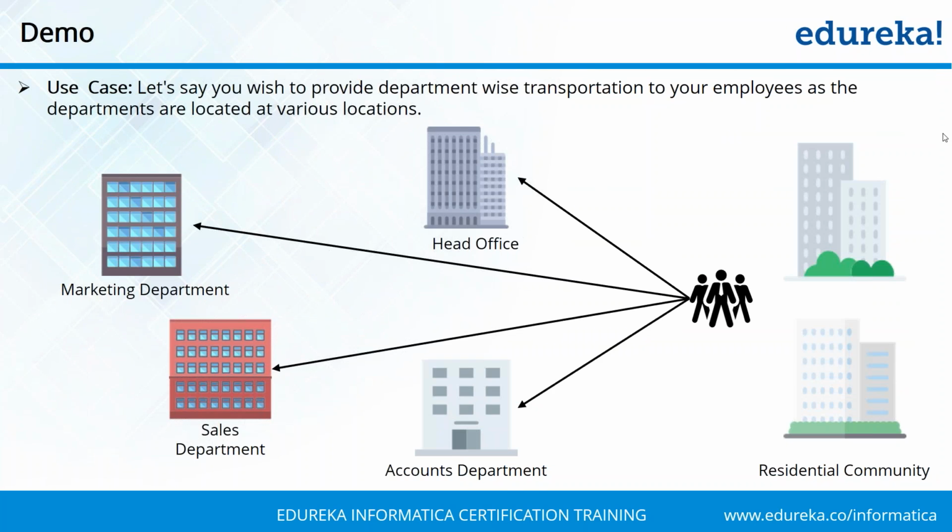So here, let's say you're part of an organization. Your departments are located in various locations, so you need to provide your employees department-wise transportation. Although your employee table has the details of the department ID, you still don't know the location of that department or the department name. This data is present in another department table. So what we're going to do is join the details of the employee and their corresponding department details from the department table and the employee table.